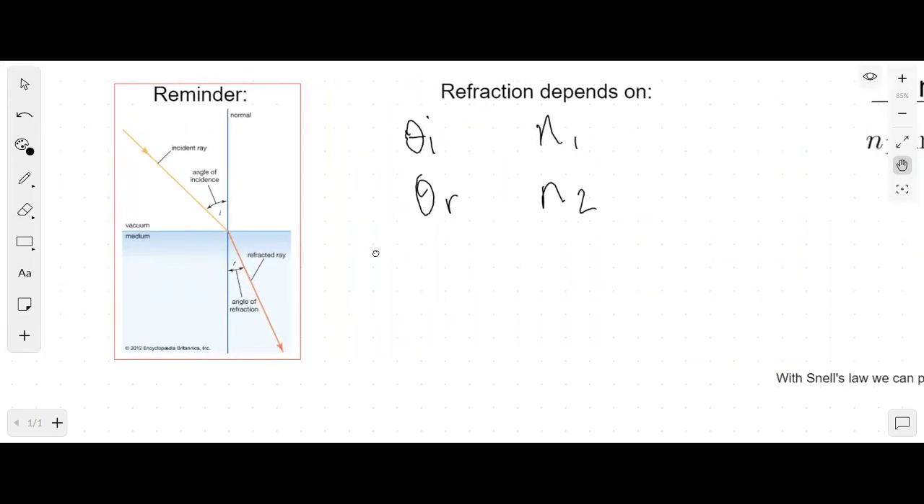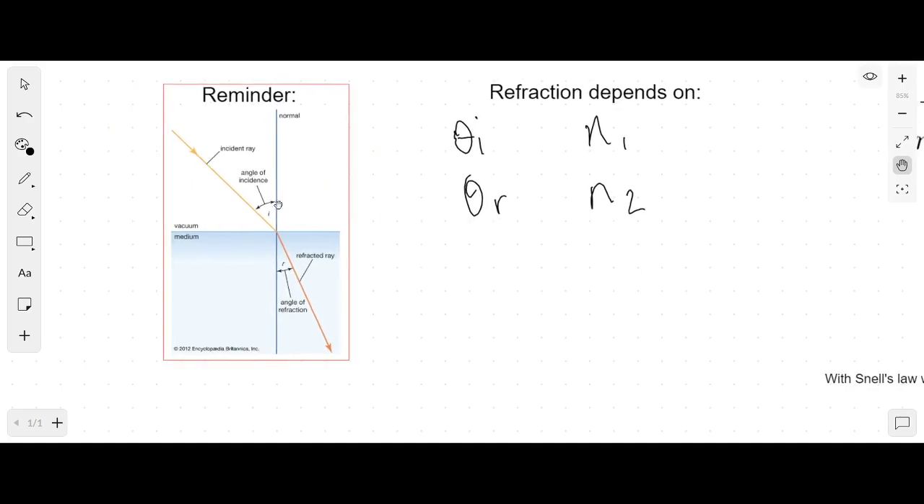Now, first I want to start off by reminding you of what we call each little aspect in the refraction diagram. So what's happening is this is the incident ray, this is the refracted ray, and the angles they make with the normal line we call the angle of incidence and the refracted angle. Okay, if this is the first time you're hearing those, you want to go back and watch that intro to refraction video.